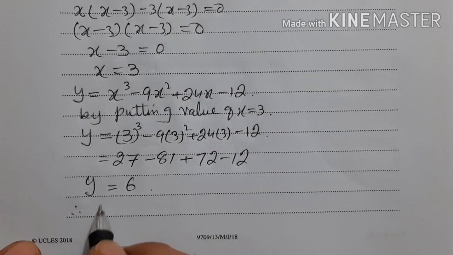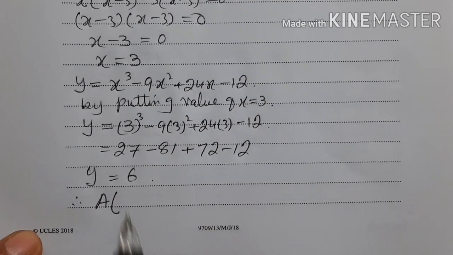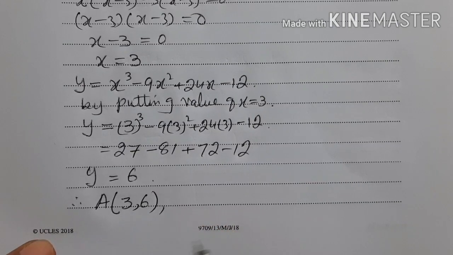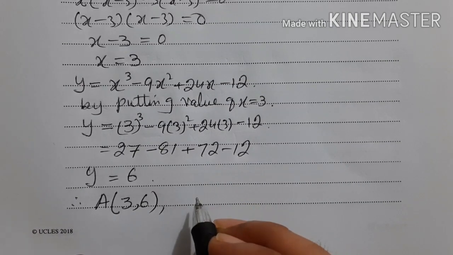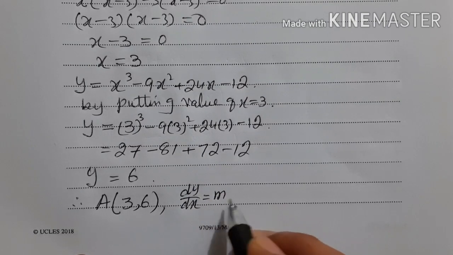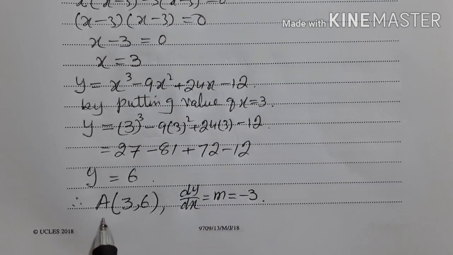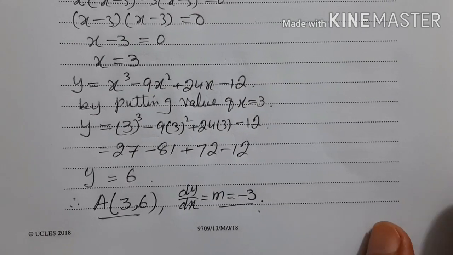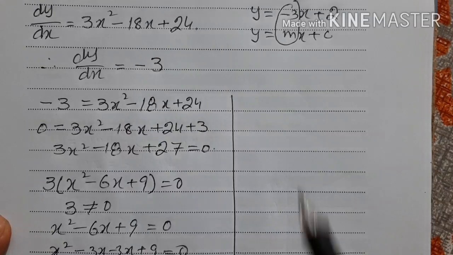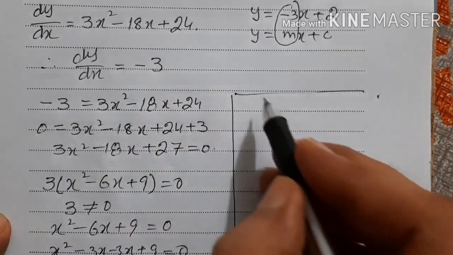Therefore, we got coordinates of A which are 3 and 6, and the gradient, that is dy by dx, which is m, that is minus 3. So we got point and gradient. So by using the gradient point form, we can find the equation of tangent.